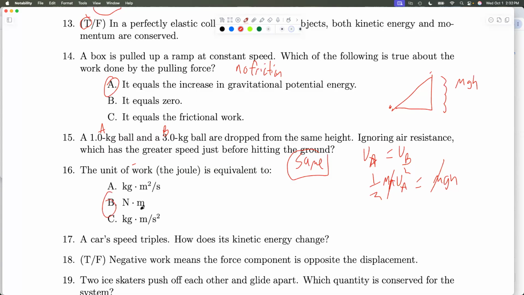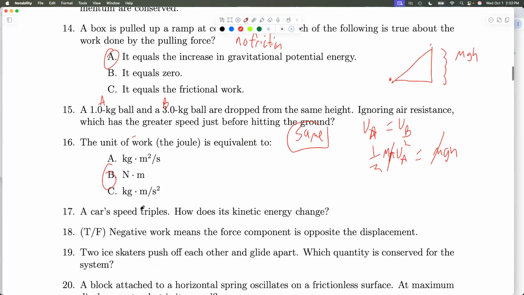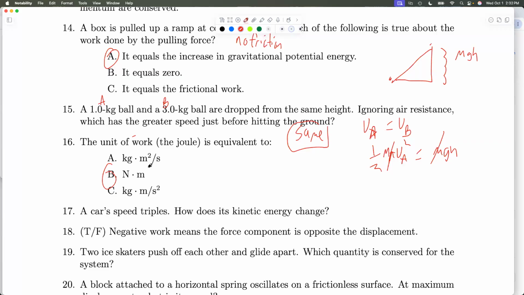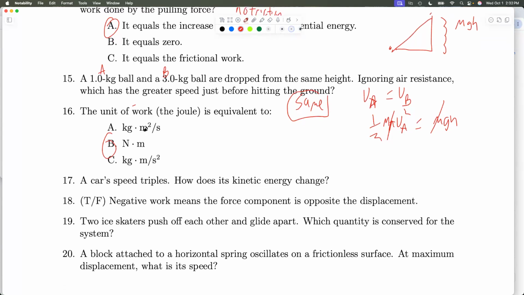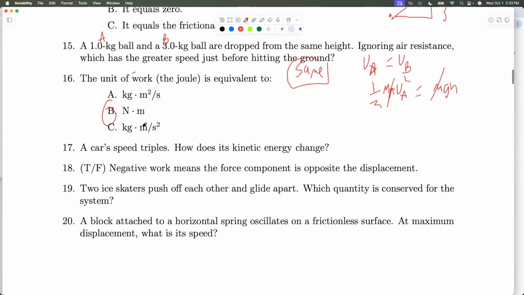A joule is a newton meter. Kilograms times meters per second squared, that's just a newton. This is, nobody is that thing. I guess, what would that be? This would be a newton per second. So force per unit time, that'd be something weird.